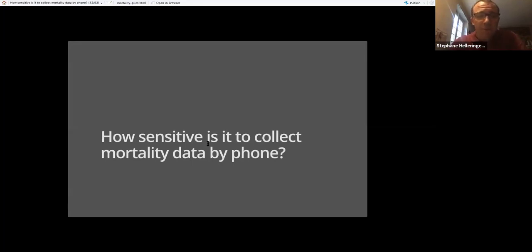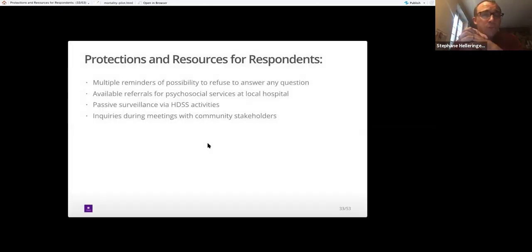So in terms of results then, about that trial of mobile data collection. How sensitive is it to collect mortality data by phone? First of all, we don't do this without protections and resources for respondents. We give them multiple reminders that they have the possibility to refuse to answer any questions that they're not comfortable answering. And we place one of those reminders prior to the start of the mortality questionnaire. We also have available referrals for psychosocial services at local hospitals and organizations in case they need them because of emotional distress, for example.